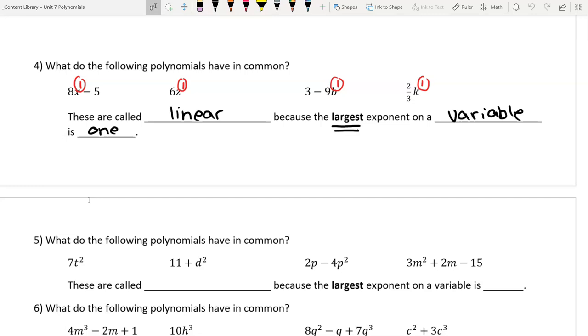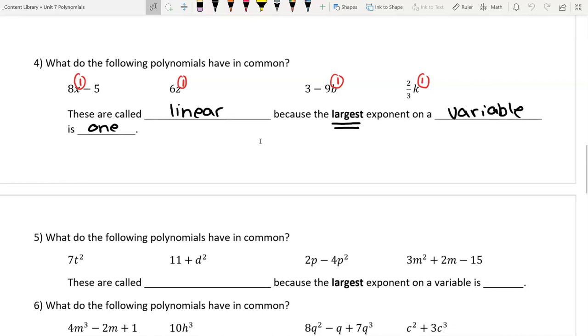Okay, so now we can do both. Like the first one would be linear, but it would also be a binomial because we have 2 terms, okay? So let's start seeing that. Flip it over. We're going to go through the next couple.